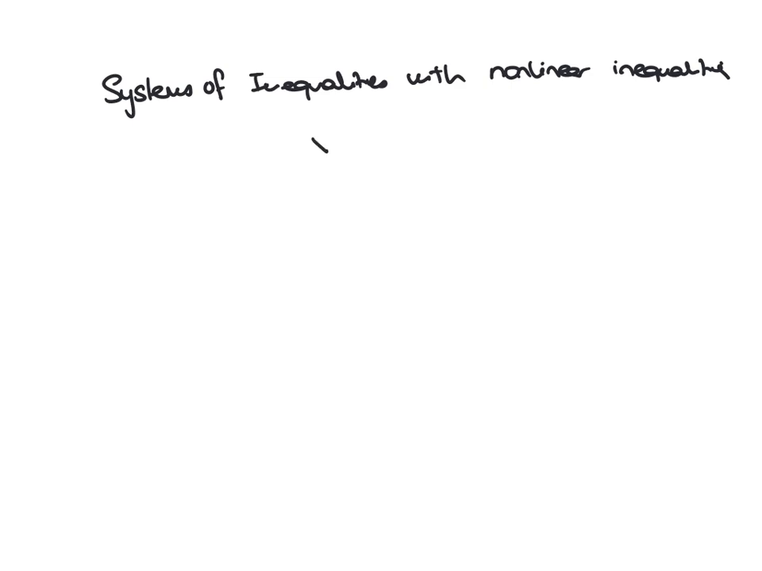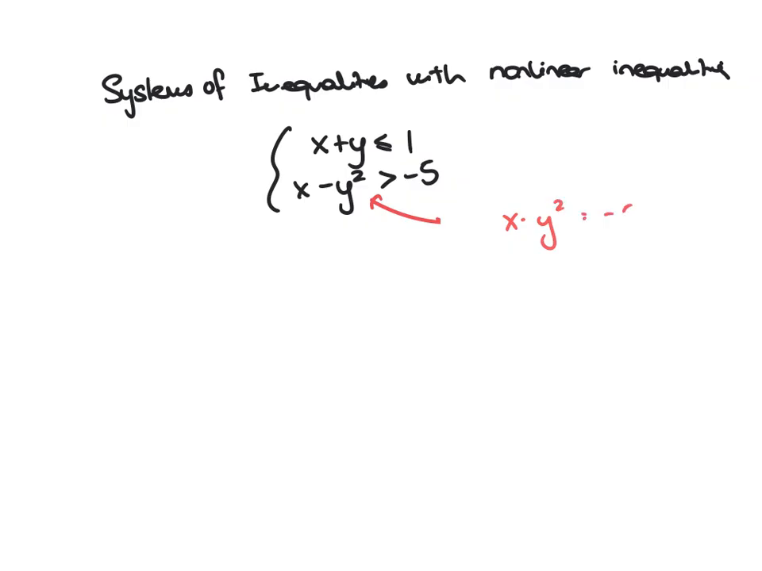So say x plus y is less than or equal to 1, and x minus y squared is greater than minus 5. So this is your system. Now, the key is to be able to sketch these. We do the same thing, except now we've got to think carefully about how we would sketch x minus y squared equals minus 5.